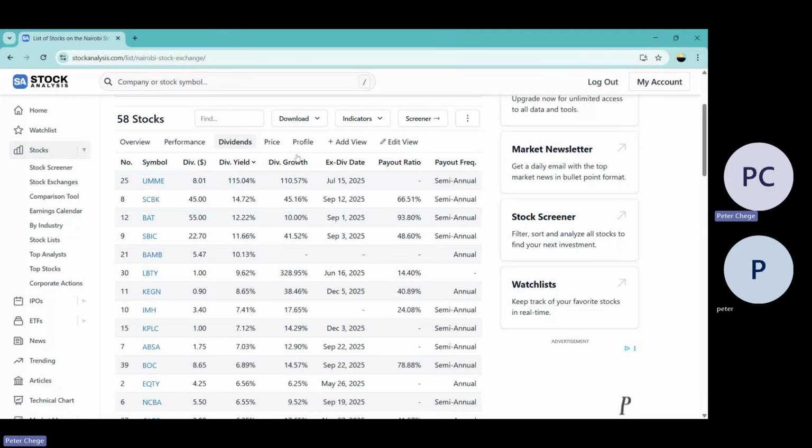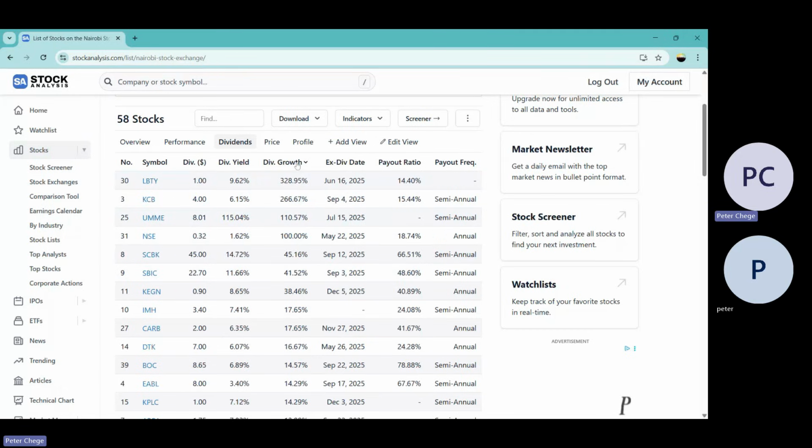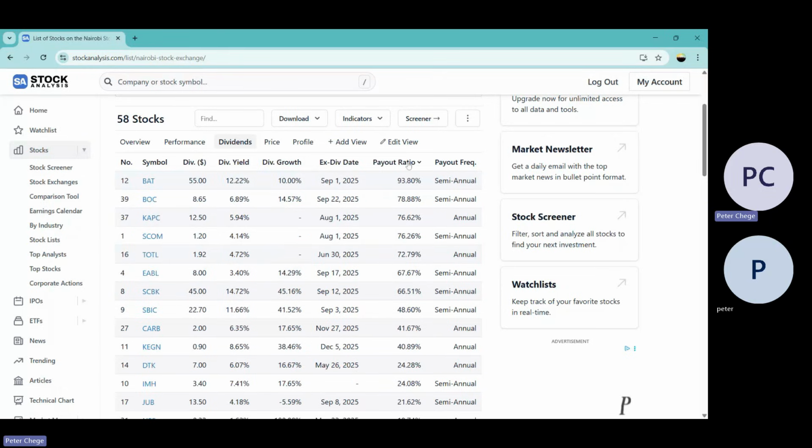Then you want to see shares which have been growing in terms of dividend. So you arrange by the dividend growth. KCB have been growing, Liberty, NSE, Stanchart, Stanbic. So you want to list the stocks in terms of dividend yield, then dividend growth, and also payout ratio. Payout ratio means how much are they paying out of their profit.